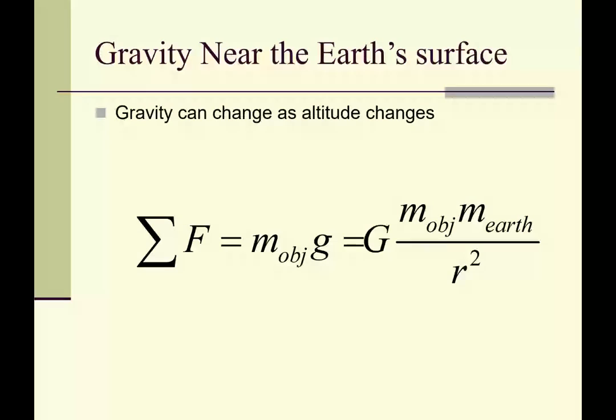So gravity. Gravity can change as altitude changes, and we know that. And we know that gravity is a force. So the sum of force is equal to mass times g, and g is a value that we have from acceleration due to gravity on Earth. And that's equal to the gravitational constant times the mass of the object times the mass of the Earth divided by r squared. So let's look at a sample problem.